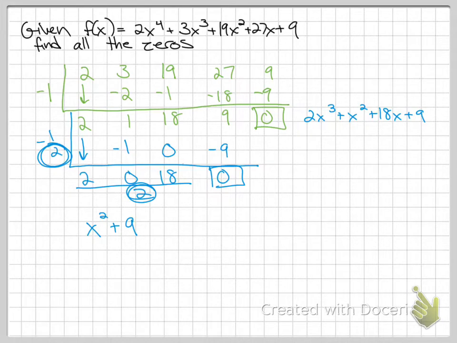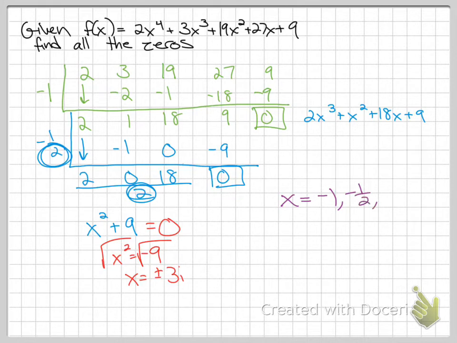And to finish this problem, I set it equal to 0 and do whatever necessary to solve that. Maybe it's factorable, maybe it's quadratic formula. This one, I just subtract the 9 to the other side and then square root both sides, plus or minus 3i. So my zeros are x equals -1, -1/2, plus or minus 3i.